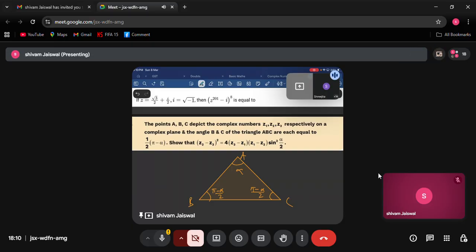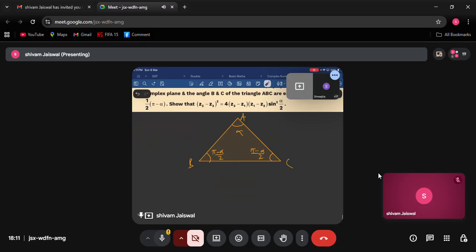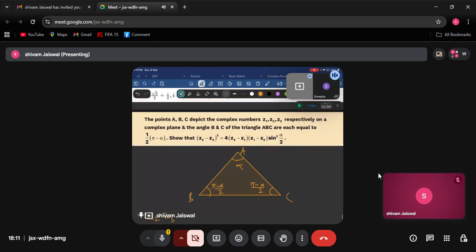So I'll use the concept of rotation. That means I need to write down Z2 minus Z3 in terms of Z3 minus Z1, and Z2 minus Z3 also in terms of Z1 minus Z2. Can you understand? So that means Z2 minus Z3 I need to convert in two different ways. Tell me, did you understand by looking at the expression? So Z2 minus Z3. Wait. A is Z1, B is Z2, and C is Z3.